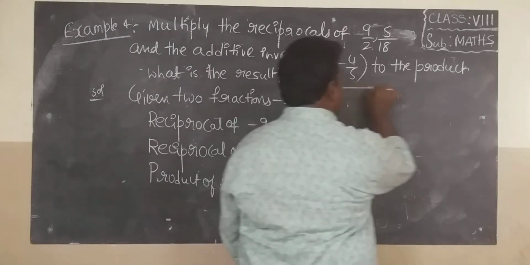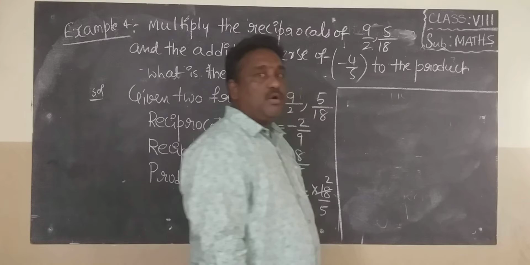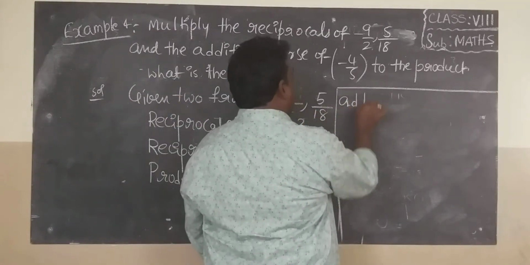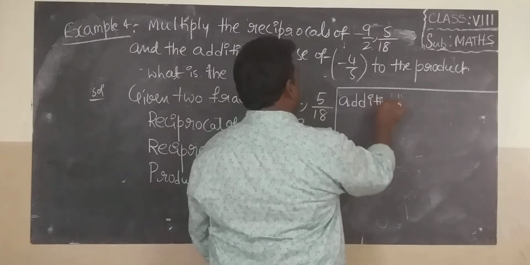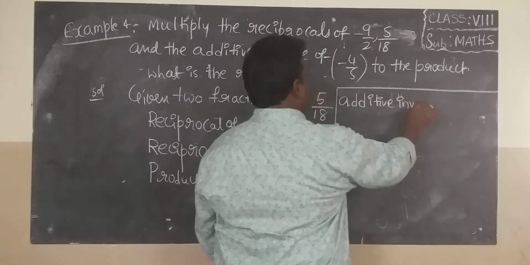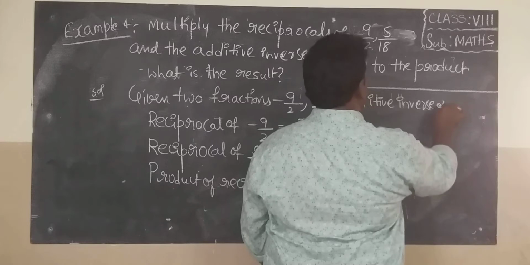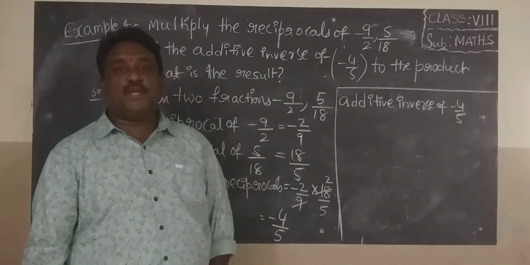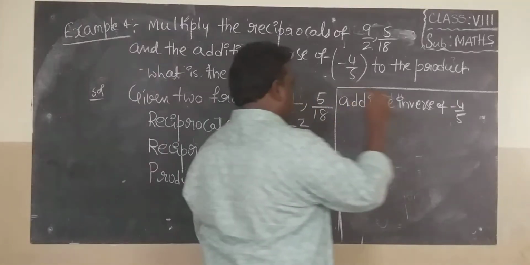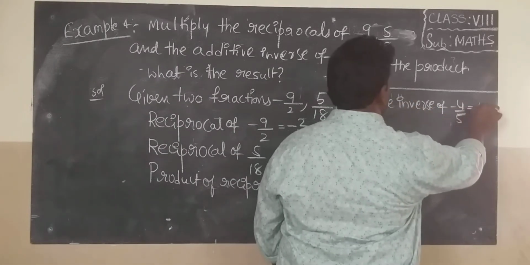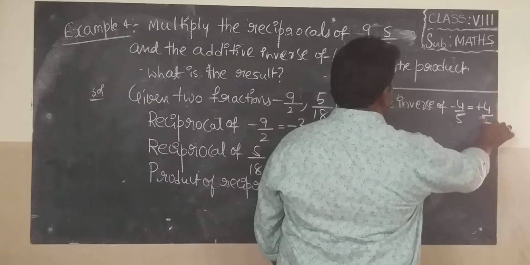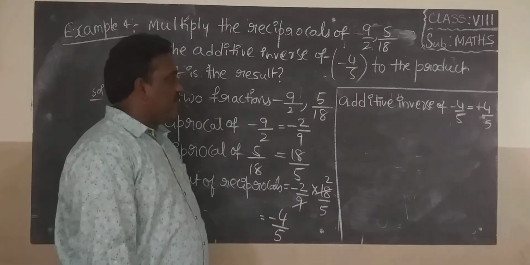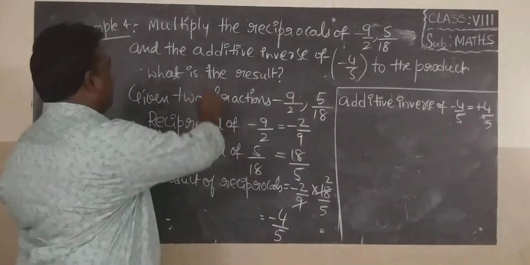One more fraction is there. Then what we need to find out? The additive inverse of minus 4 by 5. Additive inverse of minus 4 by 5 equal to plus 4 by 5.